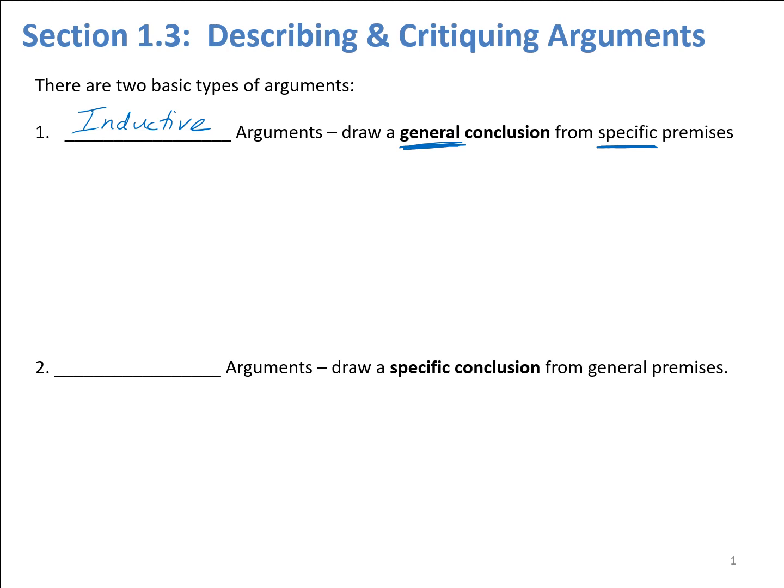The other type of argument is a deductive argument. Deductive arguments are almost kind of the reverse. You draw a specific conclusion from a general premise. So you have a general reason for drawing a specific conclusion. Let's look at an example of each.